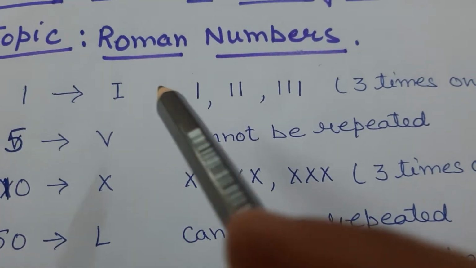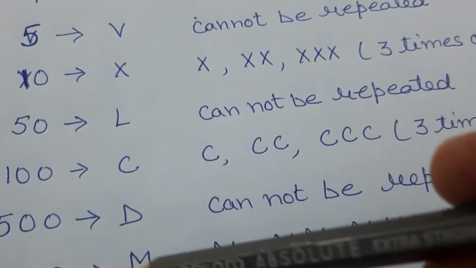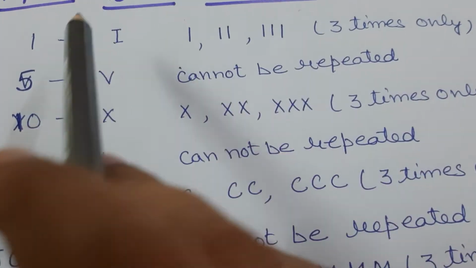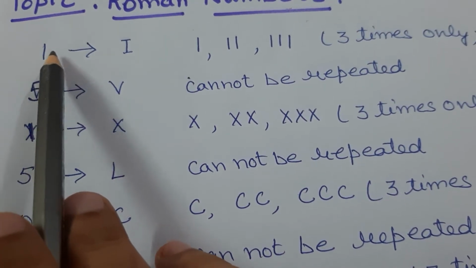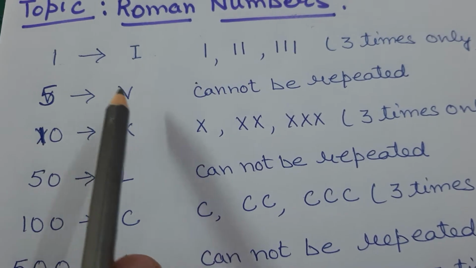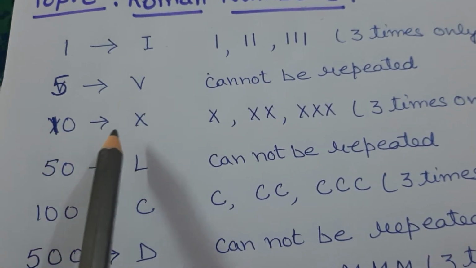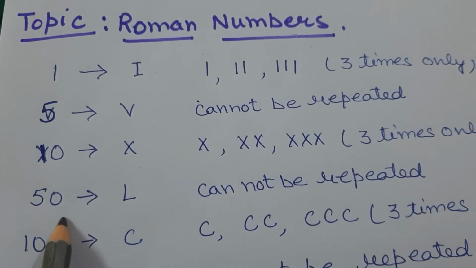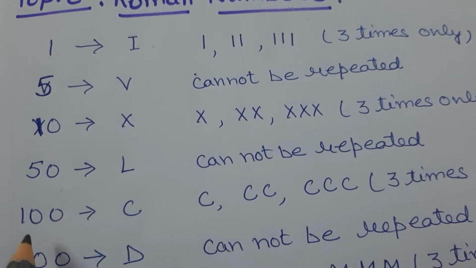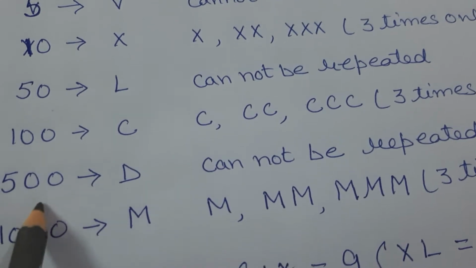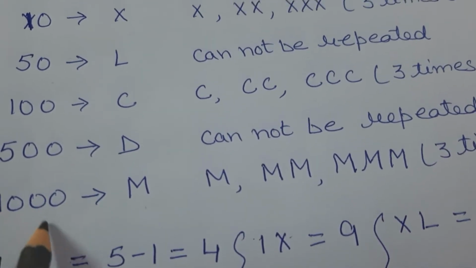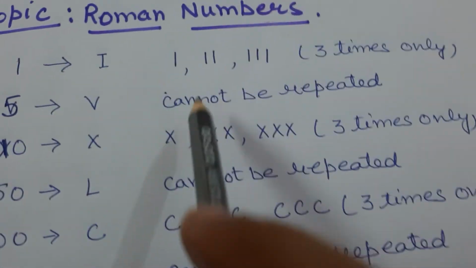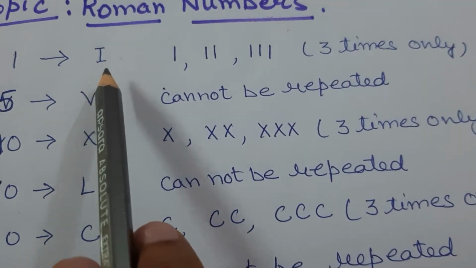So students, for writing Roman numbers we use these 7 letters. I'll discuss them one by one. I for 1, V for 5, X for 10, L for 50, C for 100, D for 500 and M for 1000. You remember it. First, I am taking I.